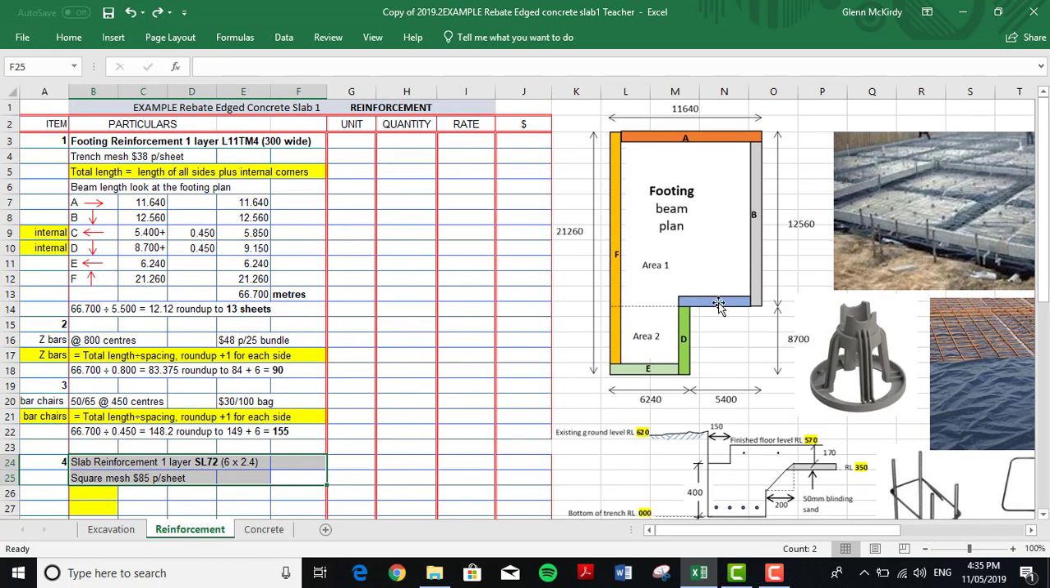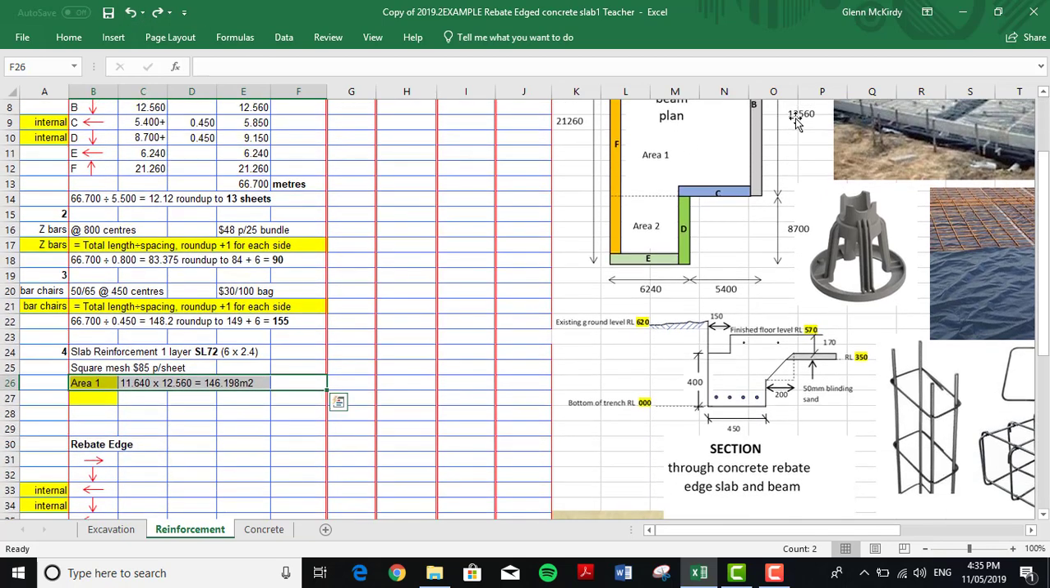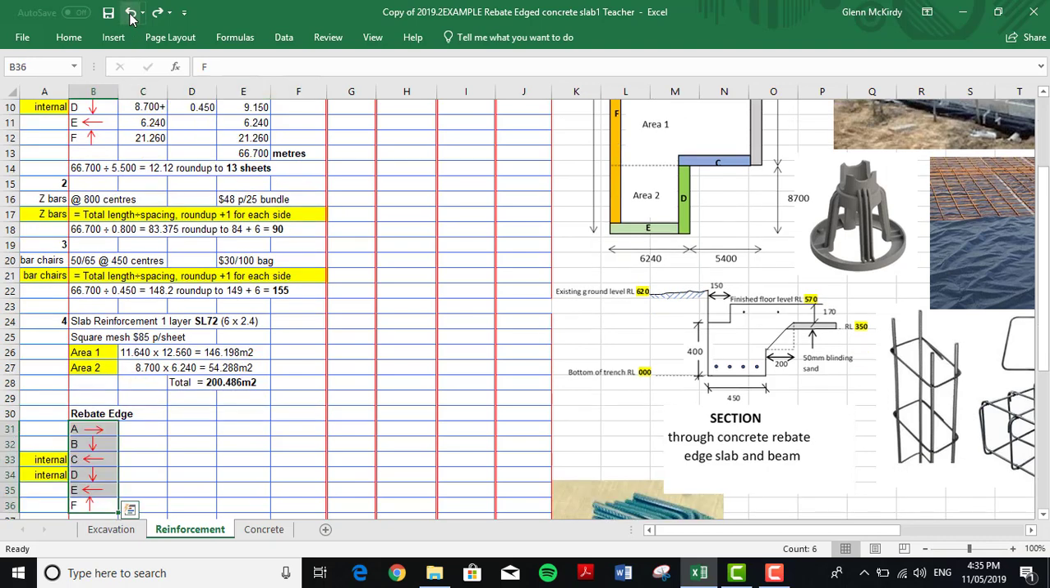So if we look here, we've got 2 areas, area 1 and area 2. Okay, so area 1 is 11.64 by 12.56, gives us a total of 146.198 meters squared. Area 2 is 8.7 by 6.24. Okay, that gives us an area of 54.288 square meters. When we add them together, we've got a total area of 200.486 square meters.